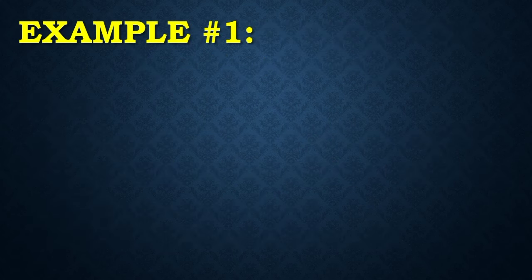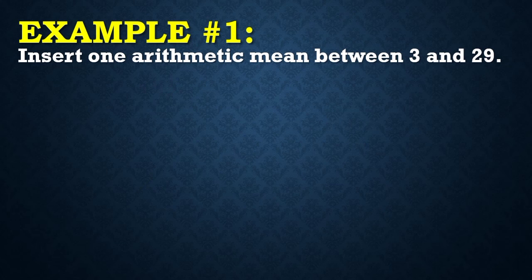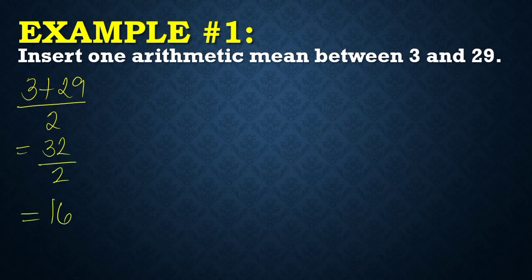So let's have example number 1. Insert 1 arithmetic mean between 3 and 29. So pwede natin gamitin yung process na ginamit natin kanina sa first activity. So i-add natin yung dalawang number and then yung sum, i-divide natin sa 2. That is 3 plus 29 and then divided by 2. 3 plus 29, that is 32 divided by 2. That is 16.